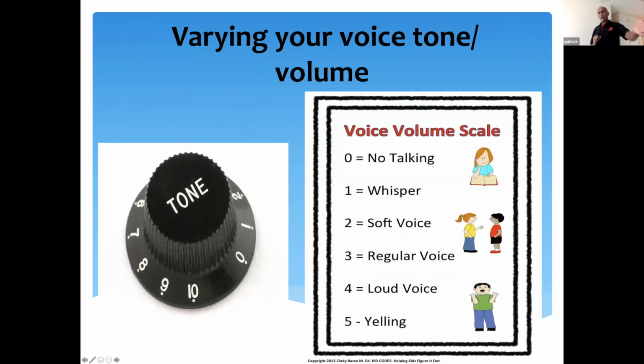We have what you call a voice tone volume scale. There's only 0 to 5. What is 0? What is a whisper? I'm whispering to you. 2 is a soft voice. That means it's very low. You're with your loved one. Darling, you know the moon's so round tonight.